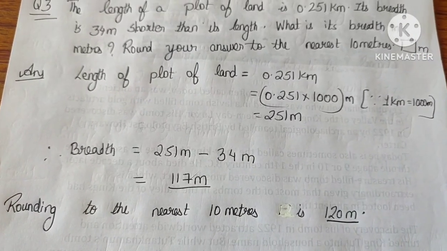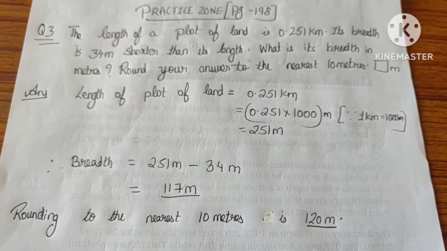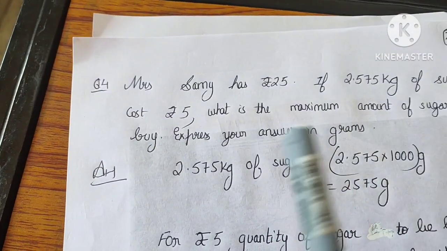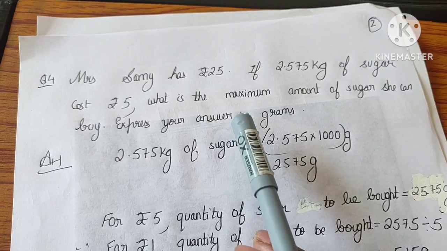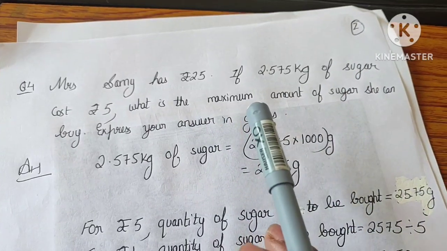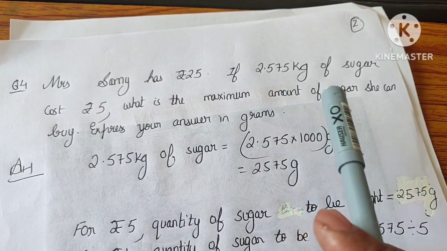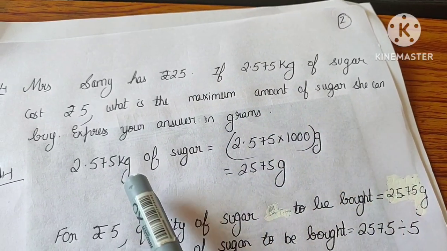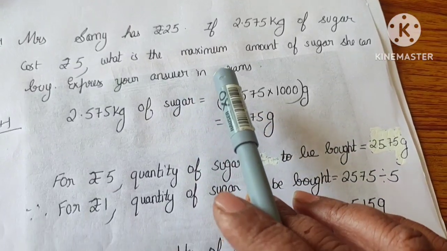Okay. Now let us solve question number 4. Question number 4 is, Mrs. Sammy has rupees 25. If 2.575 kg of sugar cost rupees 5, what is the maximum amount of sugar she can buy? Express your answer in grams.